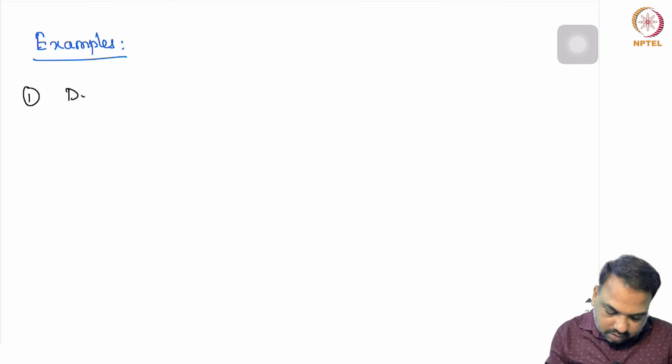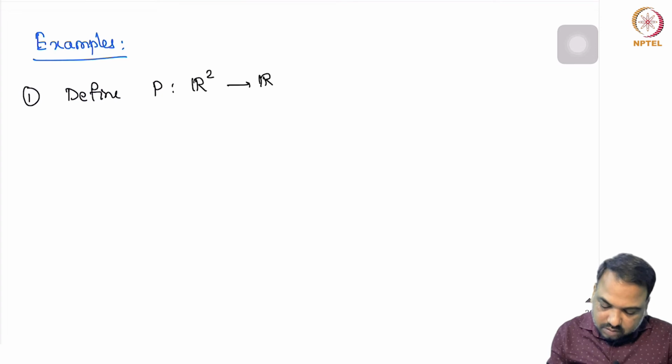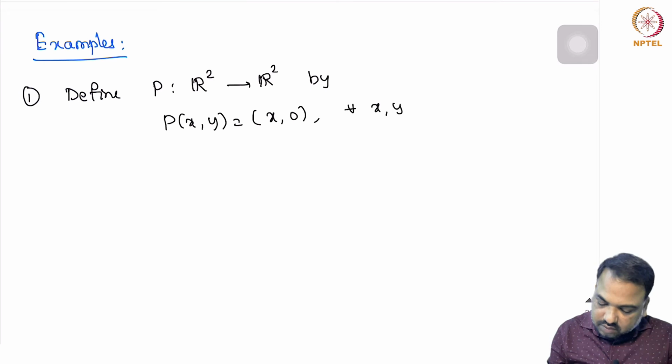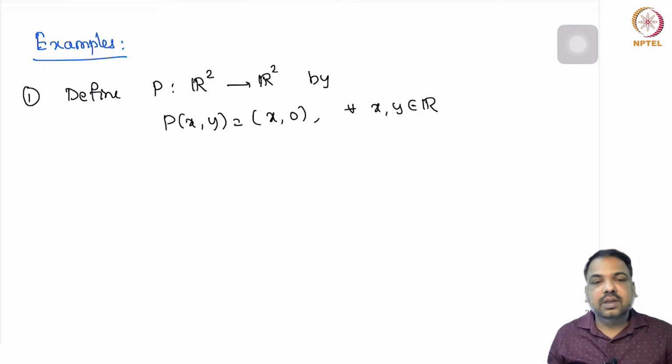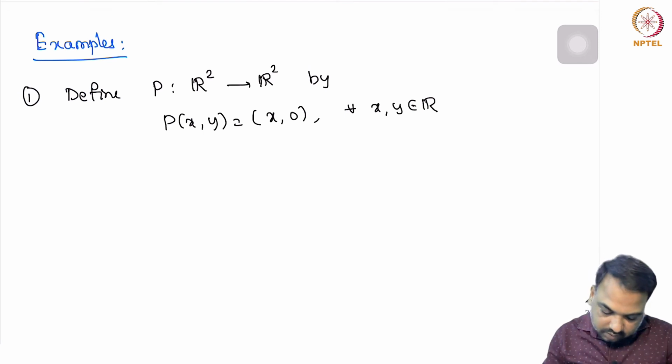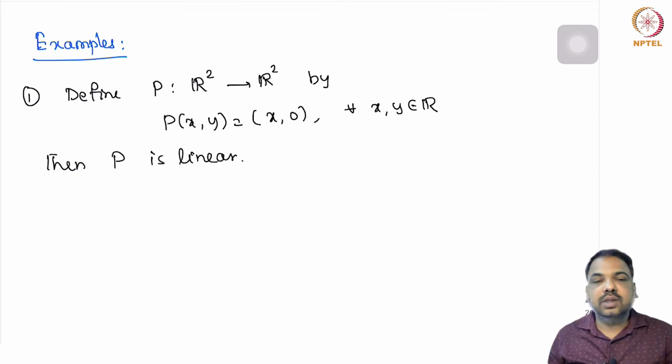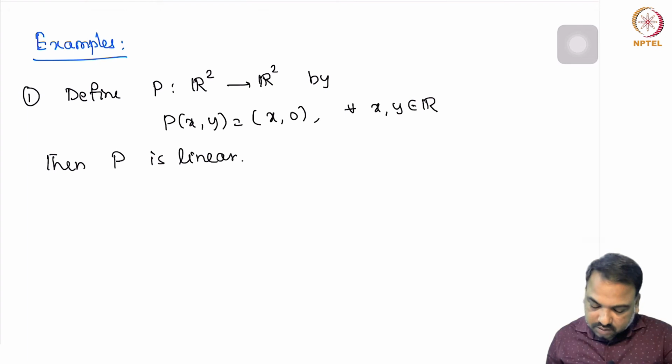So define P from R2 into R2 by P of xy is x comma 0 for every xy in R. We can consider it from C2 into C2. So then we can see that P is linear. Of course it is bounded because the domain space is a finite dimensional space.